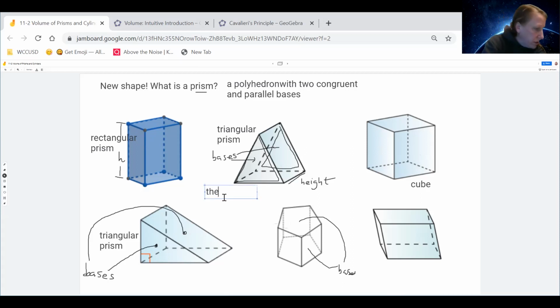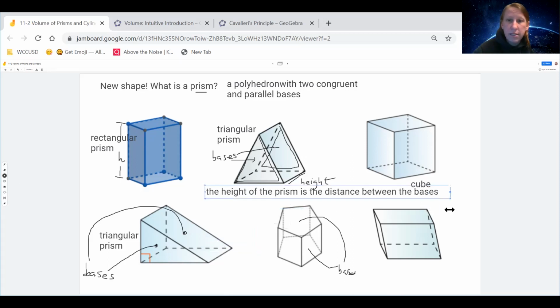The height of the prism is what? How do you know that that was the height? It is the distance between the bases. The height of the prism is the distance between the bases. That's really important, which means that where is the height of this prism? Is it this? It's this. This is the height of the prism.